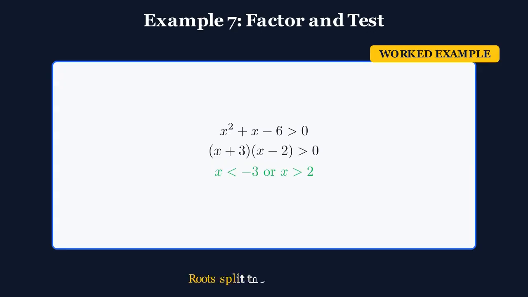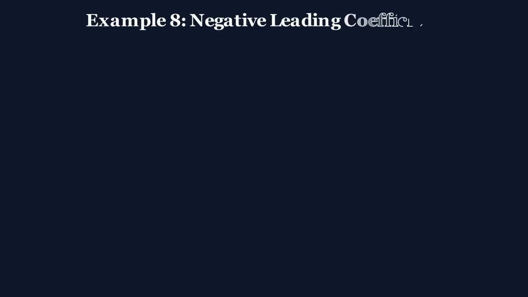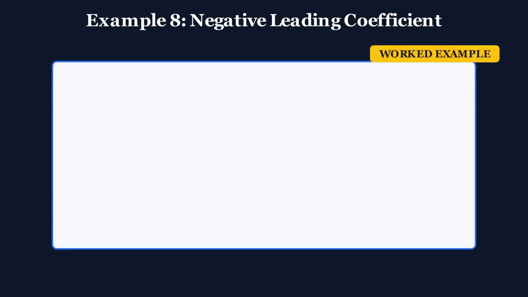Solve negative x squared plus 4 greater than or equal to 0. This is equivalent to x squared minus 4 less than or equal to 0. Therefore, the solution is negative 2 less than or equal to x less than or equal to 2.